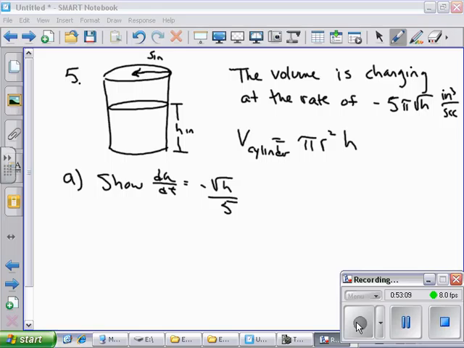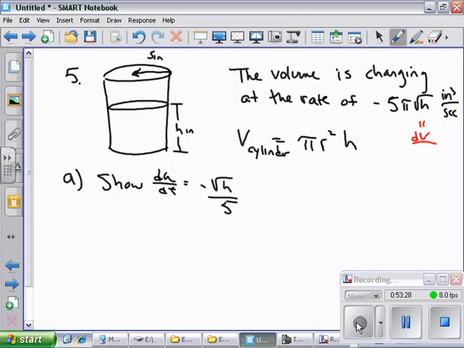Okay, so here they give you a cylinder. It's got a radius of 5 inches. The height of the liquid in there is h. They tell you the volume is changing at the rate of -5 pi square root of h cubic inches per second. So that is dV/dt. They gave you dV/dt. They gave you what the volume of a cylinder is, and this liquid is in the shape of a cylinder, so that's helpful. And they want us to find dh/dt.